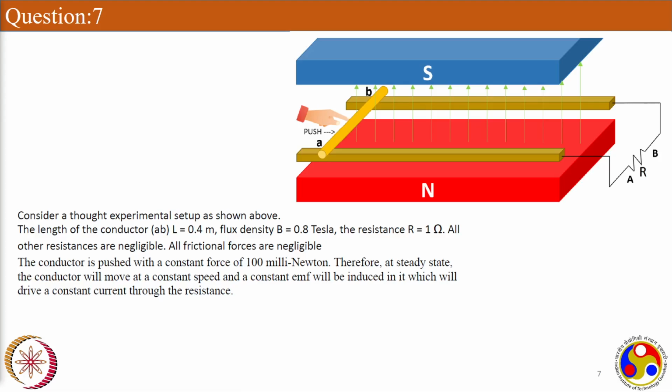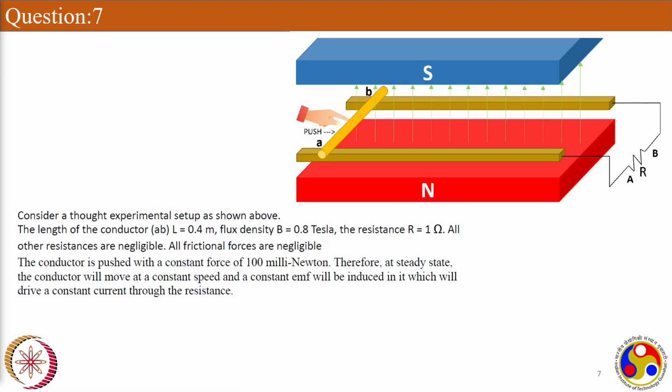So this is the thought experiment, some imaginative setup we have here. The length of the conductor L is 0.4, flux density is given, resistance is given, all others are negligible, frictional forces are negligible, so everything is ideal. The conductor is pushed with a constant force of 100 millinewton. At steady state, the conductor will move at a constant speed and a constant EMF will be induced in it, which will drive a constant current through the resistance. That's true. Whenever you give an external force under a magnetic field, the conductor will move at a speed and EMF will be induced, right?